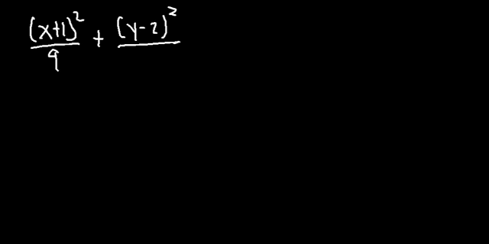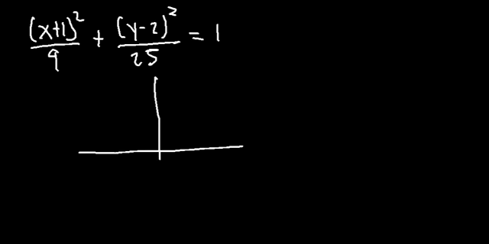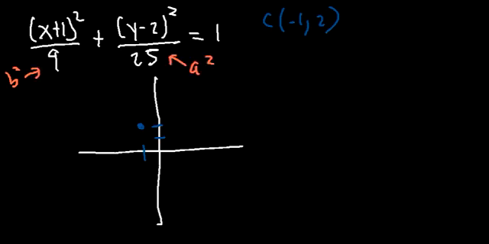Let's say we have (x plus 1) squared over 9 plus (y minus 2) squared over 25, and let's say that's equal to 1. So first let's find the center. It's -1 comma 2, which is right here. And a squared, actually that's b squared. B squared is the smaller of the two. B squared is 9, a squared is 25, since 25 is larger than 9. So that means a is 5 and b is 3.